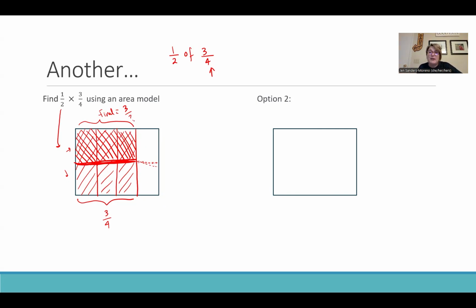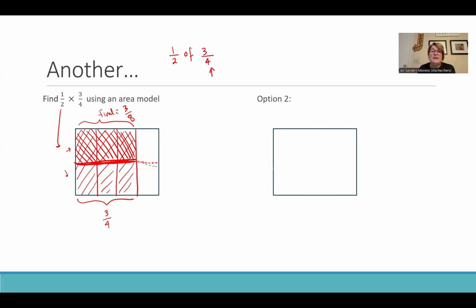1, 2, 3, 4, 5, 6, 7, 8. So it's not three over question mark, it's 3/8. Okay, done. That is our answer. A half of 3/4 is the same thing as 3/8.